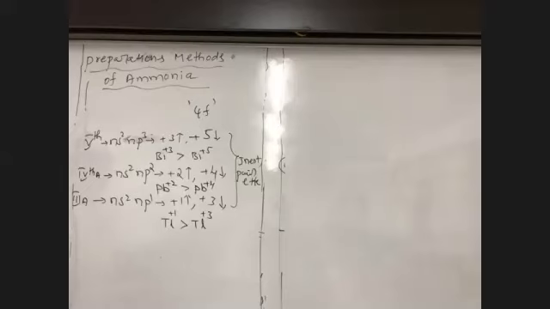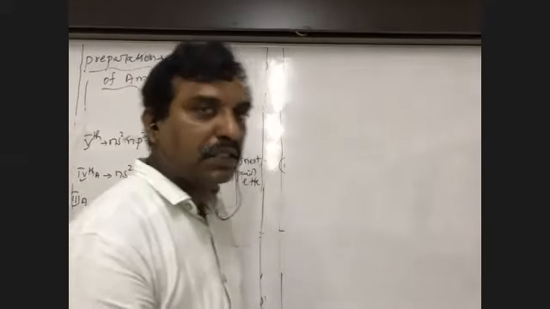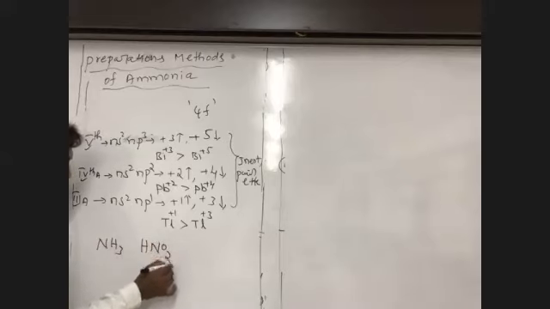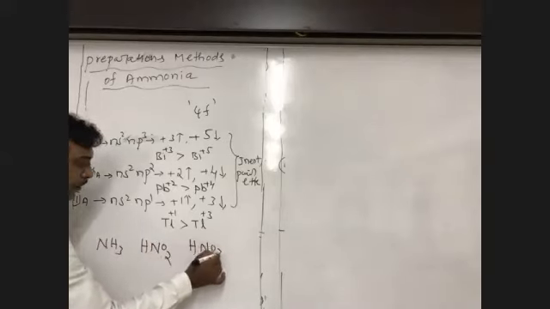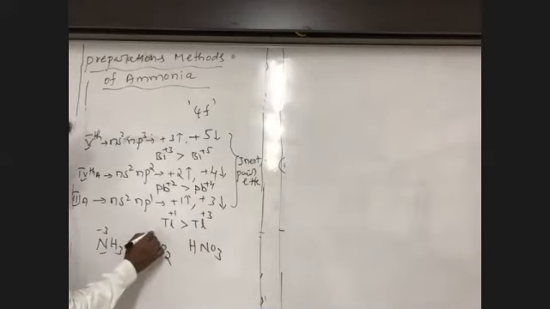Here in the oxidation states, the maximum oxidation state acts as a strong oxidizing agent. The minimum oxidation state acts as a strong reducing agent. In between maximum and minimum, it acts as both an oxidizing and a reducing agent. Take the compounds NH3, HNO2, and HNO3 as examples. In ammonia, the oxidation state of nitrogen is -3. In HNO2, the oxidation state of nitrogen is +3.